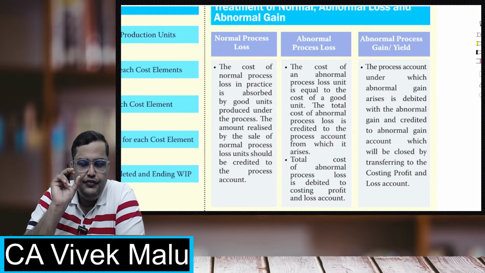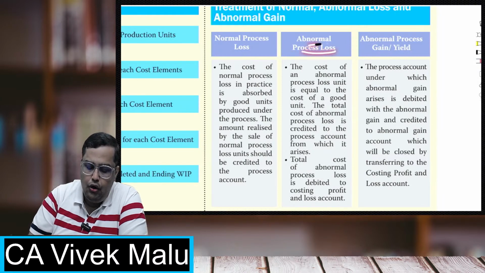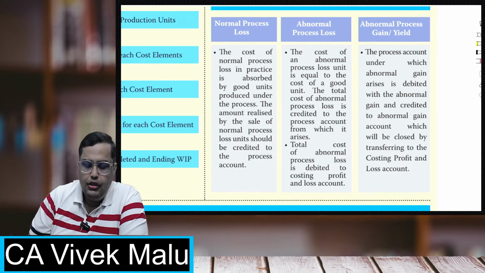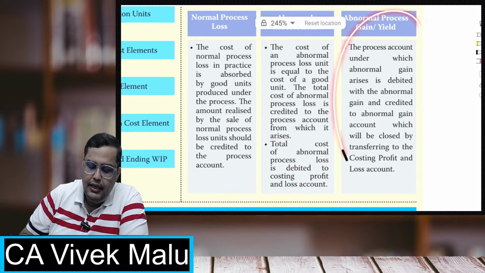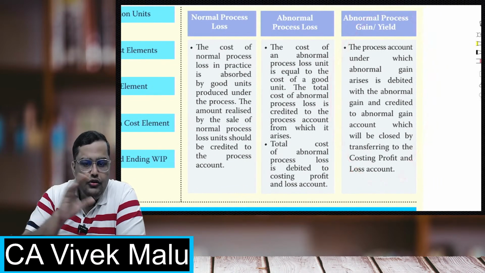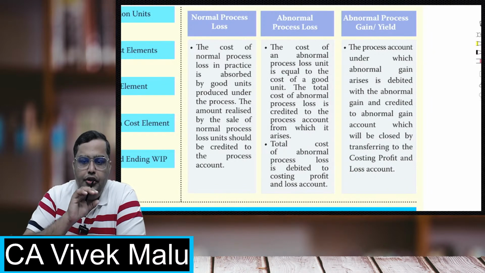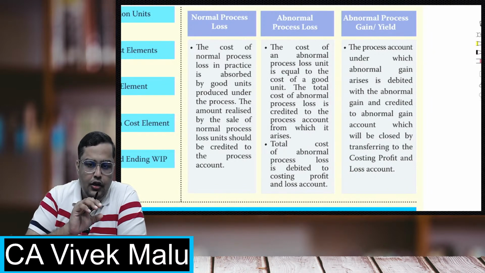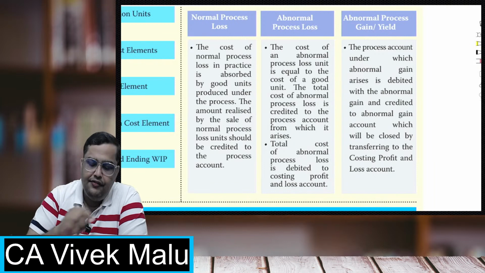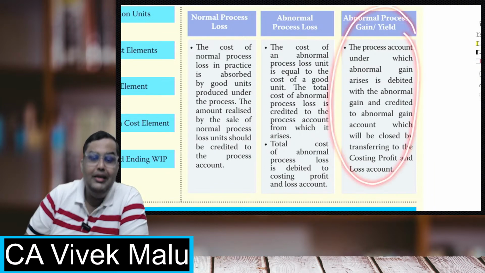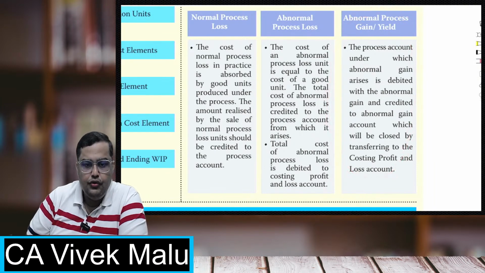So the excess 50 units is nothing but an abnormal loss. Okay, that is going to be transferred to the costing P&L account. Similarly, suppose you were expecting a normal loss of 200 units, but you got a loss of only 180 units. So 20 units were saved, which is called an abnormal gain. They are also transferred to costing P&L.